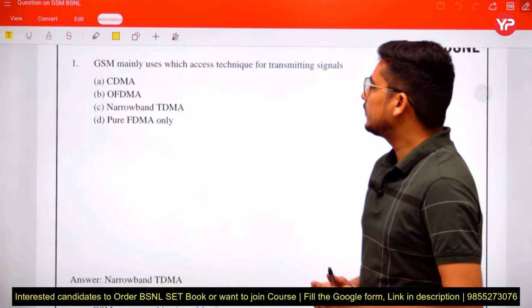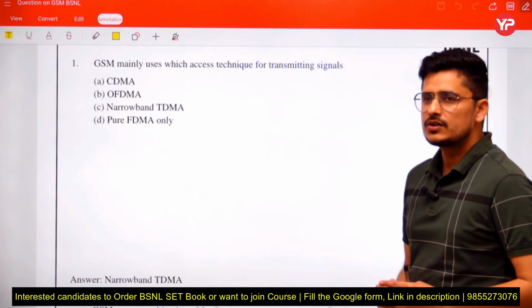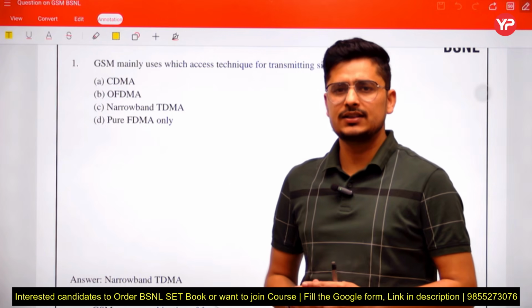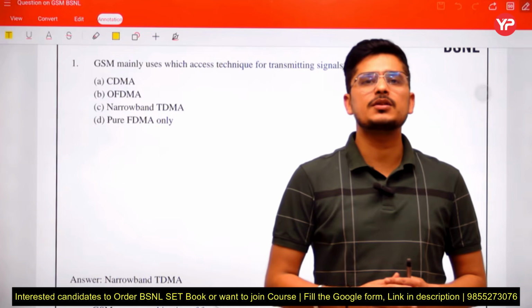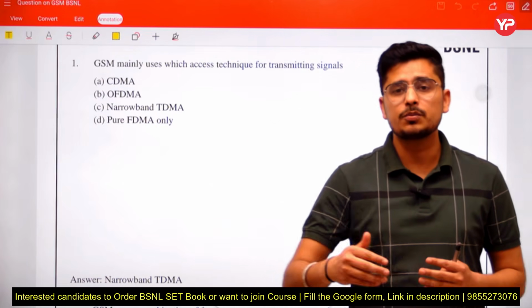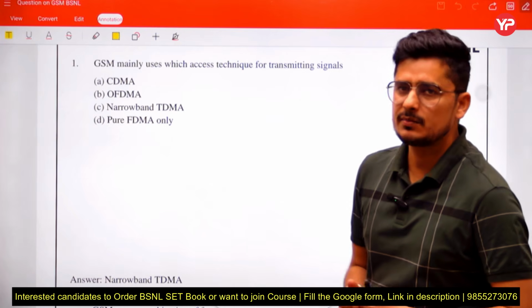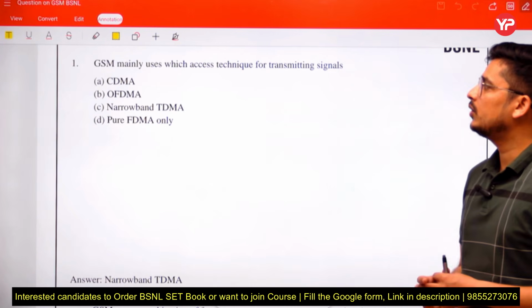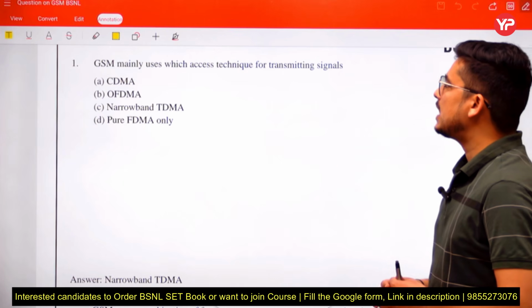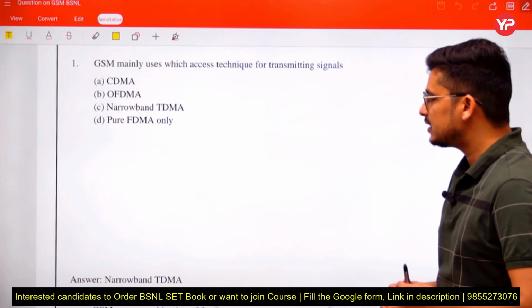So today I am going to discuss the most important questions for your BSNL exam, right? Today I am going to discuss the questions from the GSM part. The most probable questions from that GSM part I am going to discuss with you today. The first question is: what access technique does GSM mainly use for transmitting the signal?